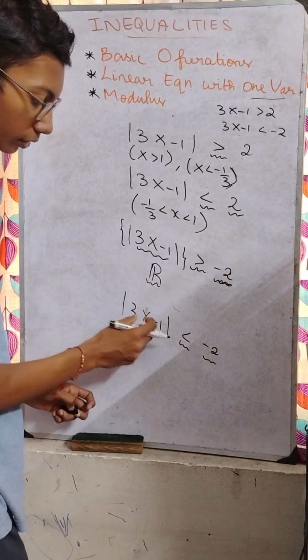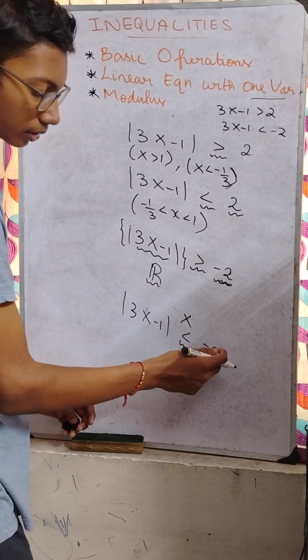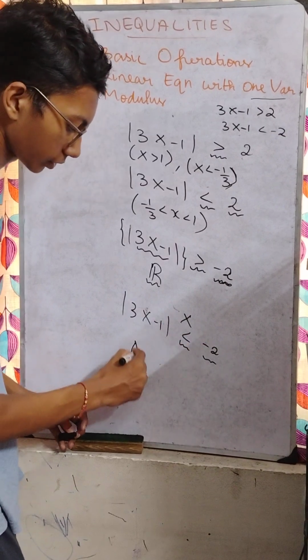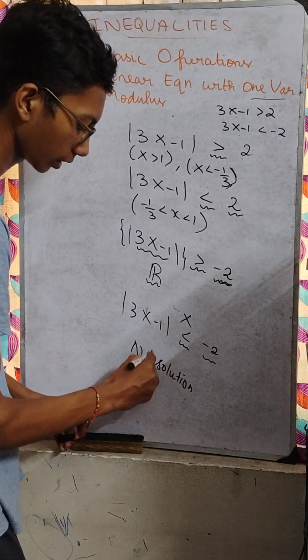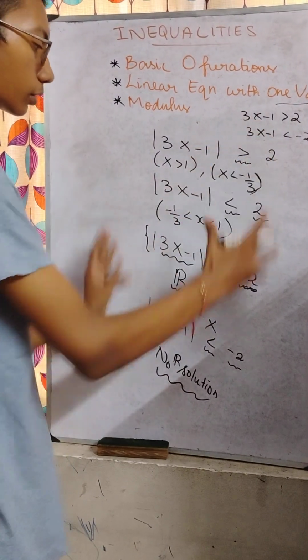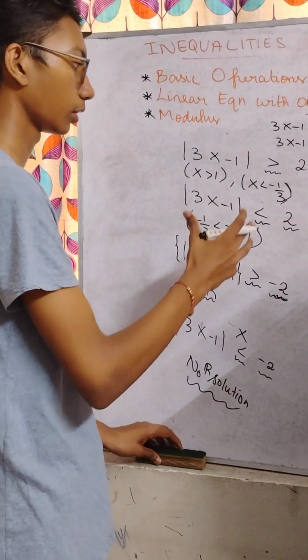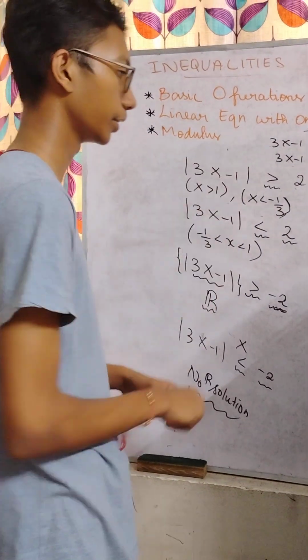And now here, the modulus of any number will never be less than minus 2. So the answer is no solution. No real solution. So these are the 4 kinds of inequalities involving modulus. And that's about inequalities. Thank you.